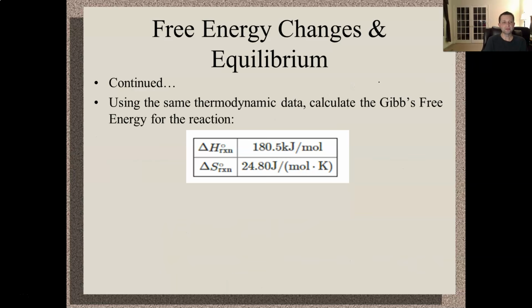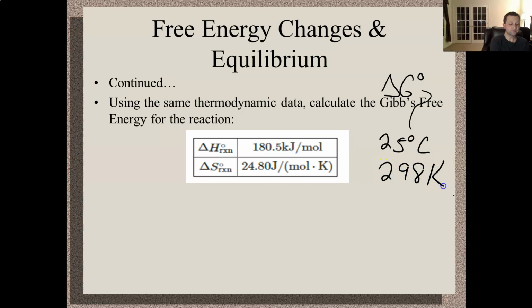Continuing on through that problem, it says using the data below, calculate the Gibbs free energy for the reaction. So it's the same delta H and delta S value. I want to find out what the delta G is. On your note sheet, it has the Gibbs free energy delta G at standard conditions. Okay, you have to remember what the standard conditions are. Standard conditions are 25 degrees Celsius, which is 298 Kelvin.